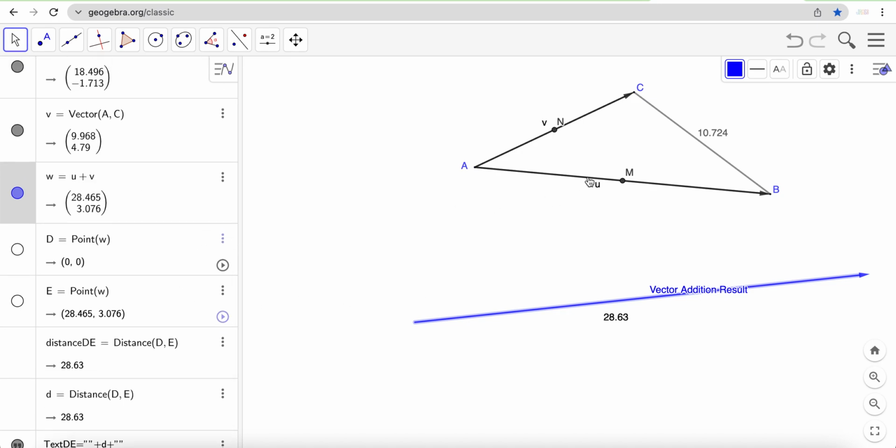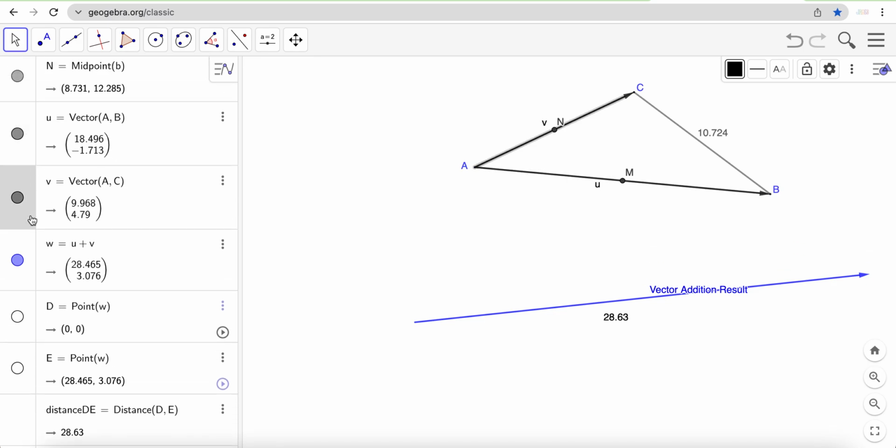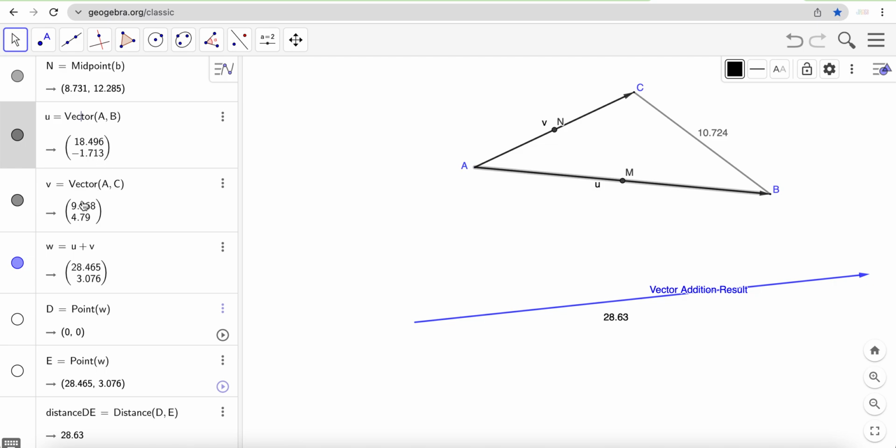So when we add vector U, this vector right here, and this vector right here, we get this blue one, this one down here. So how do you add vectors anyway? Well, you just add their components. So for vector U, we add their x components, so 18 something and 9 something makes 28 and something. So that's your x component.